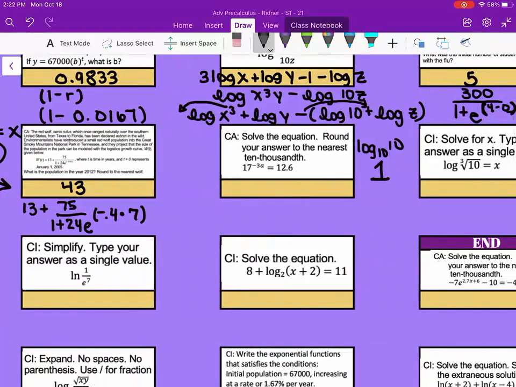All right, this is a calculator active problem. So I think that's what threw some of you guys for a loop when you needed to solve this. It is currently in exponential form, and we need to solve for logarithmic form. So I'm going to do log base 17 of 12.6 equals negative 3a. We're going to divide by negative 3. I now have a by itself, so I'm just going to type all of this in my calculator as is, because again, it's calculator active, but I don't want to type it in the calculator until then.